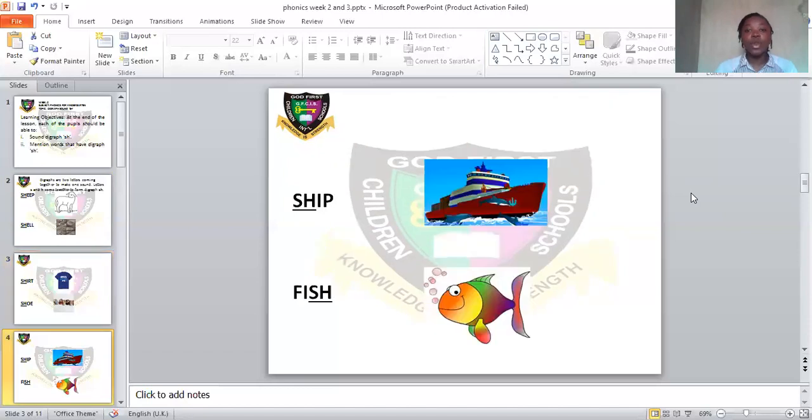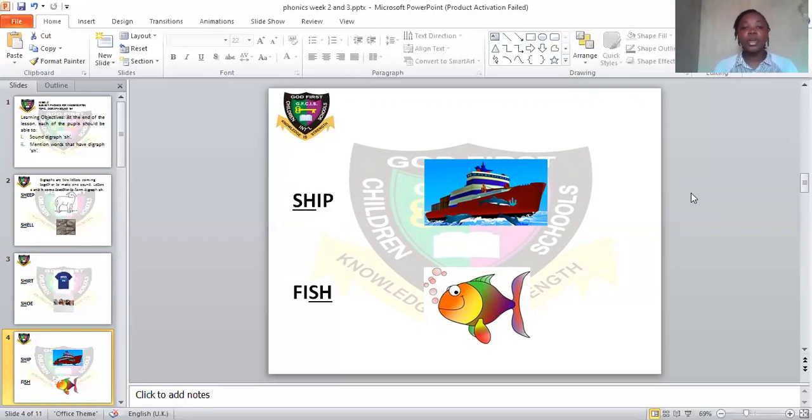Let's go to our next example. With this one, we have ship. This is a ship. When we were talking about the first sheep, I said that it is an animal, and this one is what moves on water. It is not an animal. It is just like our cars that move on the road and aeroplanes that fly in the sky. This one is just like a car, but it moves on water. Then let's sound this together, everybody. Ship, ship. Ship, ship.